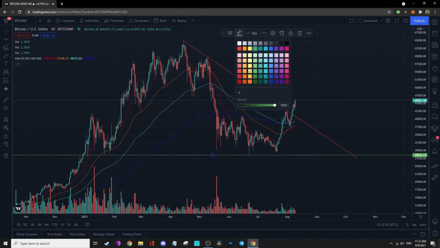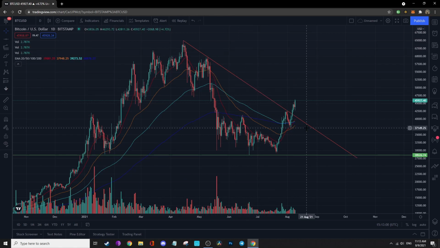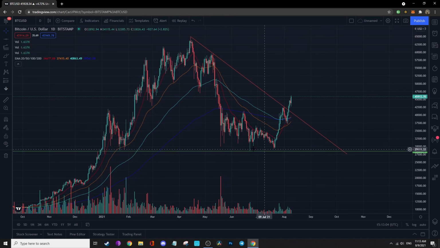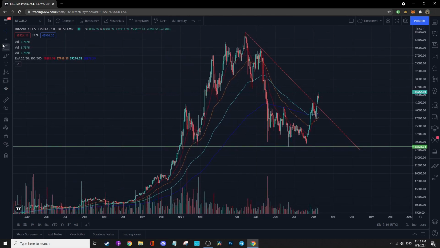And you can change the colors here. I like to keep my support green and my resistance red. It just helps me visualize what I'm looking at, but it's really up to you how you want to do it. Next tool that we have here is our Fibonacci tools, and they're pretty simple to use, but we will talk about that later. Don't worry about it right now.